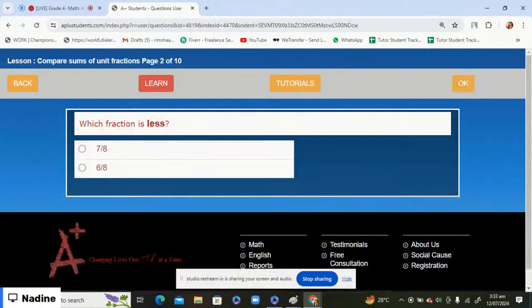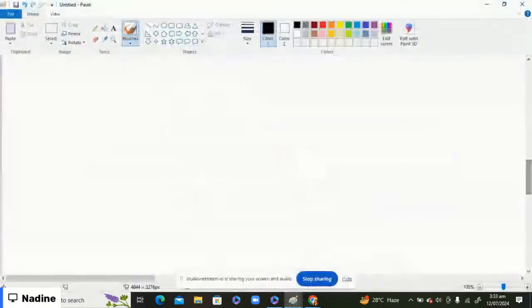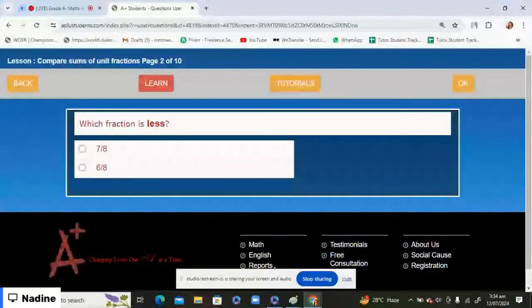Now check it out. Let me tell you one thing. For example, if there is 7 by 8, or we can find it out like 6 by 8. Okay, so we check which one is less. So what are we checking? Firstly, we are checking their denominators. When we see the denominators, 8 represents the total. Okay, and when we check, 7 is bigger as compared to 6, so 7 by 8 is greater as compared to 6 by 8, so 6 by 8 is less. Let's check with this.